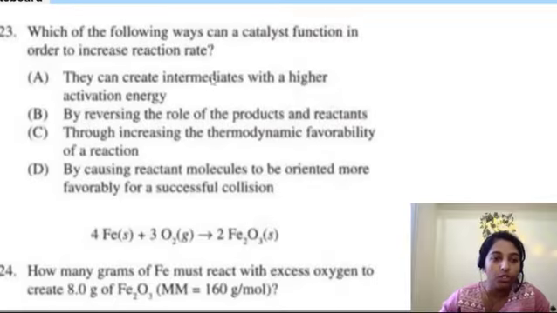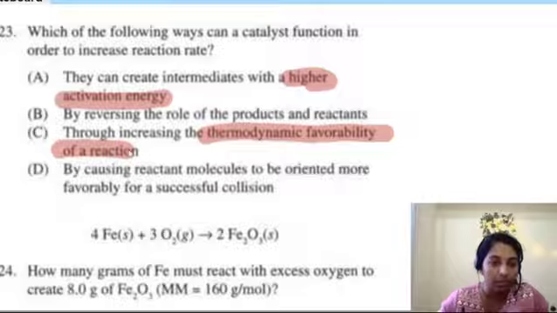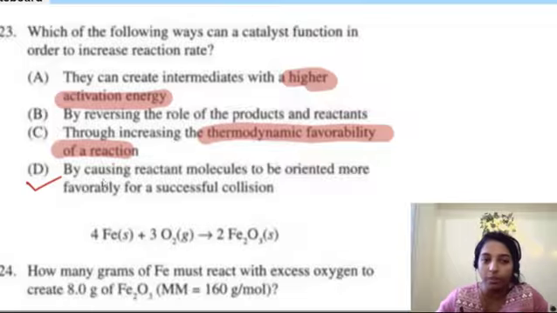Then third one, which of the following ways can a catalyst function in order to increase reaction rate? Okay, first option, they can create an intermediate with a higher activation energy. Then B, reversing the role of products and reactants. Third option, through increasing thermodynamic favorability of a reaction. And option D, by causing reactant molecules to be oriented more favorably for successful collision. What do you think? You may guess already, right? Yes, obviously option D will be the correct answer.